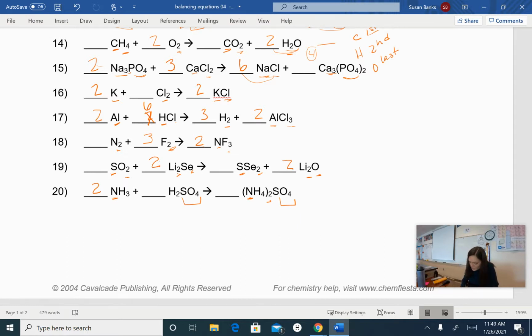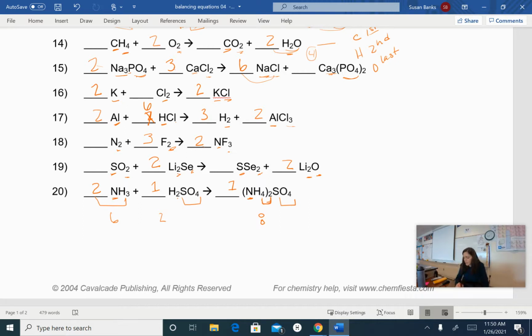Now let's look at our hydrogens. I've got 4 times 2. This gives me 8 hydrogens total, right? So I've got 2 times 3, which gives me 6, plus 2 more, which also gives me 8. So I can put a coefficient of 1 there if I want, or I could leave it blank with 1 being assumed. Okay? All right.